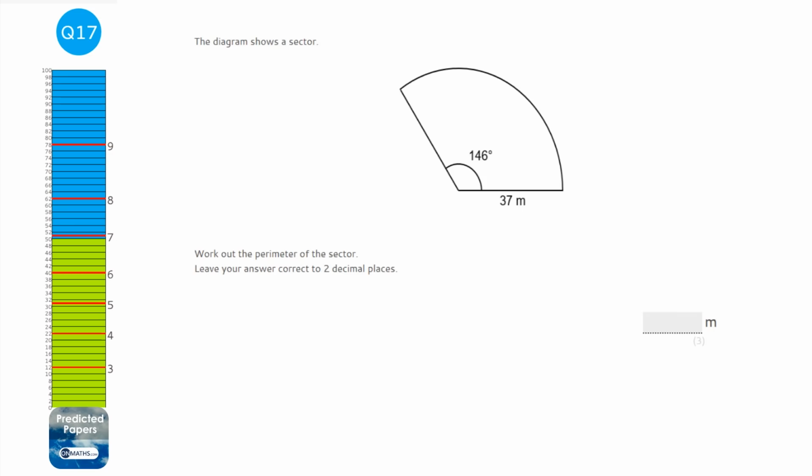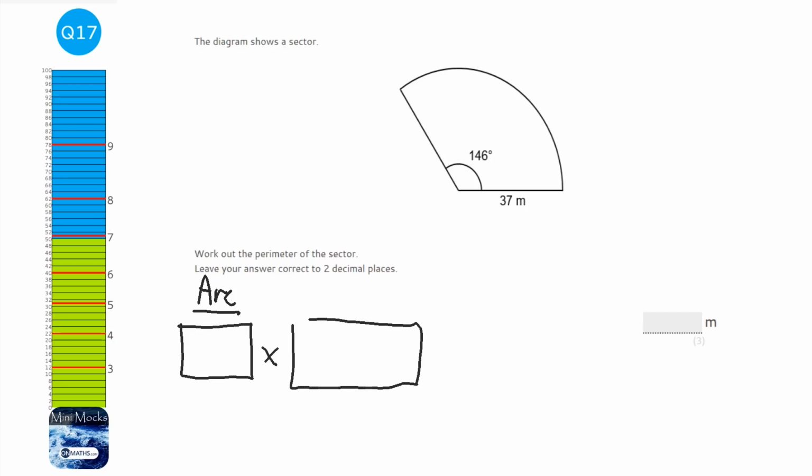Okay, so for this question we need to work out the length of the arc, which is around here, and then we need to work out what this and this are. So we're going to do arc first. I'm going to show the examiner that I'm doing the arc first. Now the distance of the arc is the total circumference of the circle times by the fraction of the circle we've got.